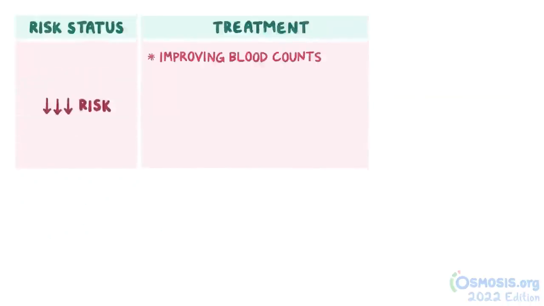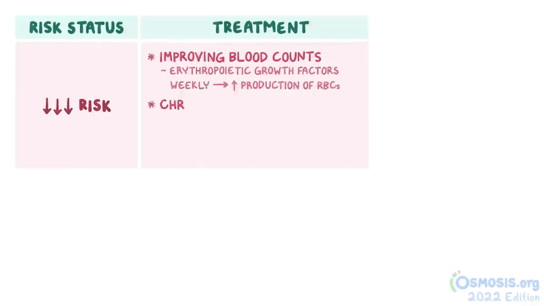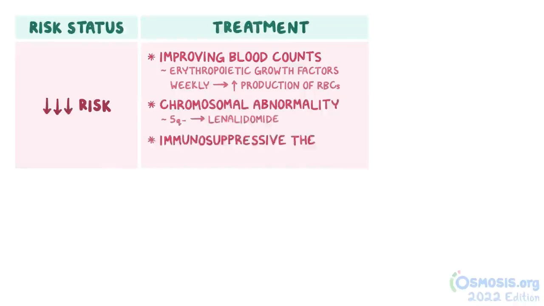Treatment of lower-risk patients is generally aimed at improving their blood counts. Growth factors like erythropoietic growth factors can be given weekly to stimulate the production of red blood cells. In addition, patients with a chromosomal abnormality known as 5q- can be effectively treated with the drug lenalidomide. In some cases, people with MDS respond to immunosuppressive therapy with anti-thymocyte globulin.